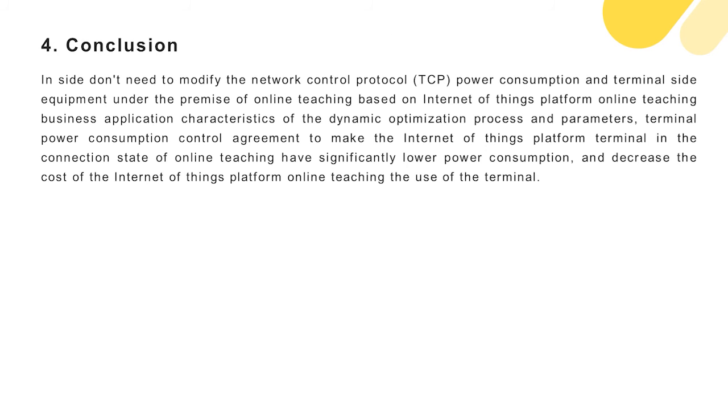For conclusion, without needing to modify the network controller protocol, TCP, power consumption and terminal side equipment, and on the premise of online teaching business application characteristics based on Internet of Things platform, the dynamically optimized process and parameters of the terminal power consumption control agreement make the Internet of Things platform terminal in the connection state of online teaching have significantly lower power consumption and decrease the cost of the use of the Internet of Things platform online teaching terminal.